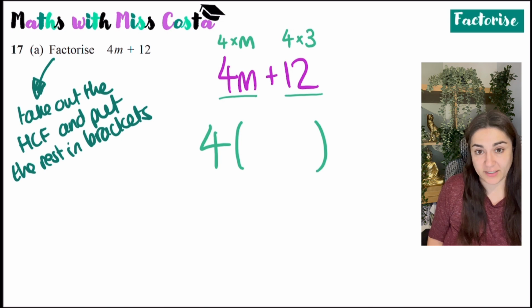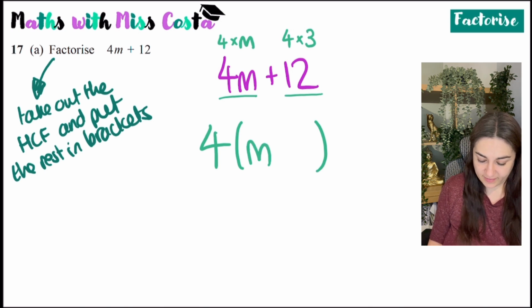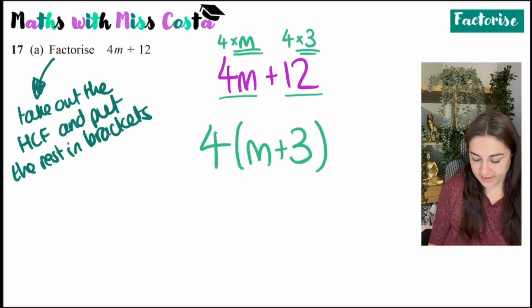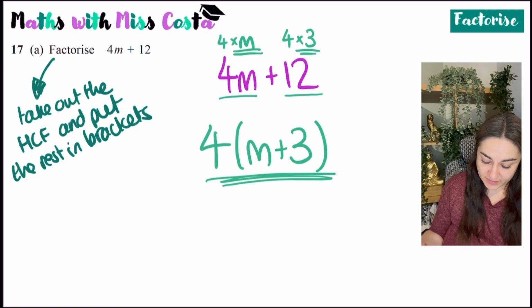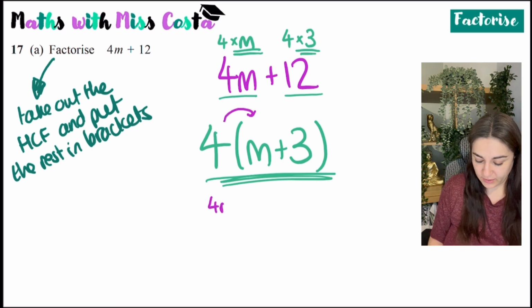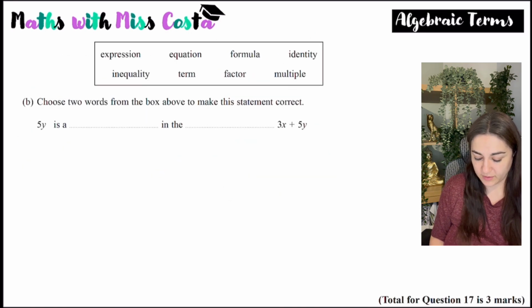I put that outside the brackets, and then I think to myself, 4 times by what gives me 4m? 4 times m, as it says here, and then 4 times what gives me 12? 4 times 3. So that's what I do to factorise. I squeeze as much as I can out of the expression, and I put that on the outside of the bracket. Now to double check if you've done it right, you could just expand it back out. So that would become 4m plus 12, so you know you've done it right. But this is your answer.